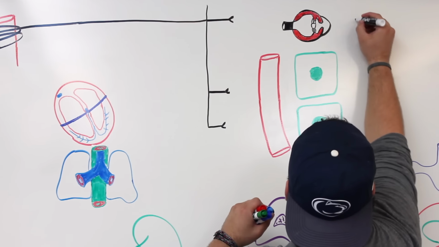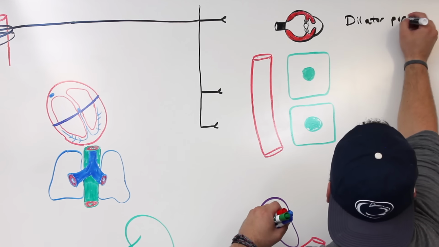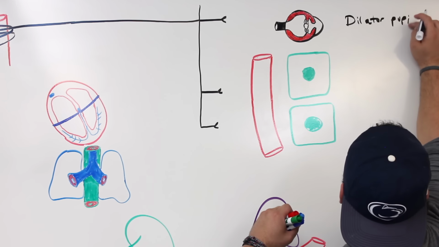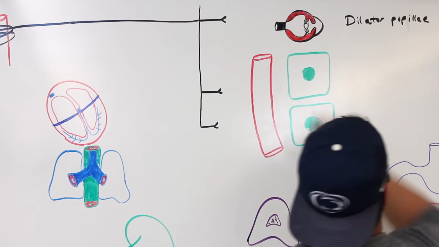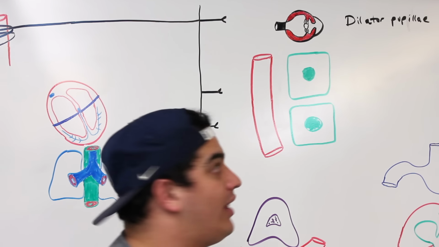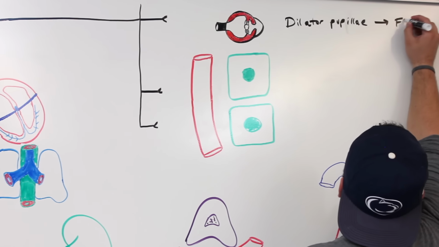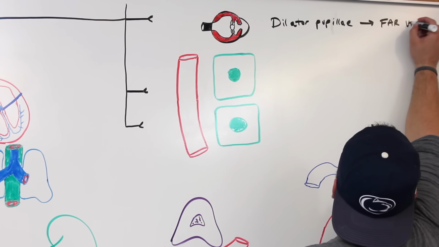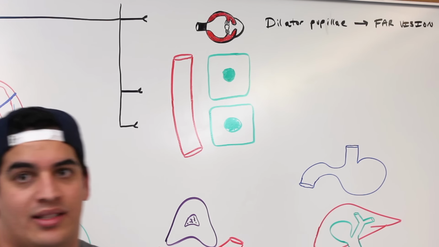So what can it do? It can act on what's called the dilator pupillae. And when it acts on the dilator pupillae, it causes pupillary dilation. If it acts on the dilator pupillae and causes pupillary dilation, what does that allow for? That allows primarily for far vision. Okay? It allows more light to come in. You're going to have a little bit more acceptance for the far vision.